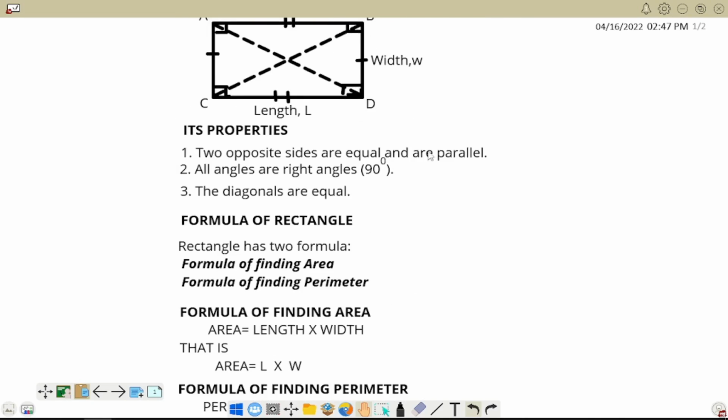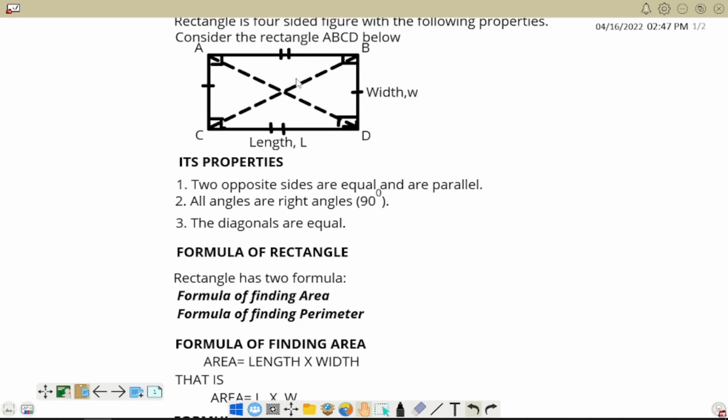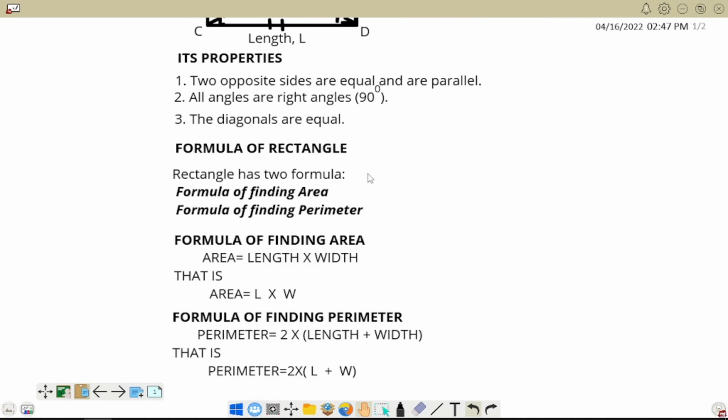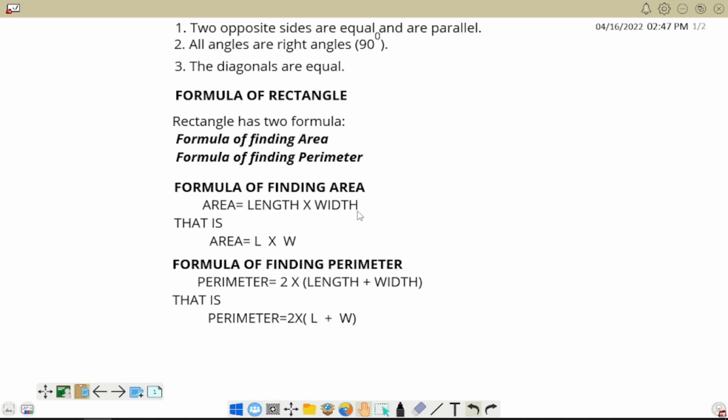For example, this is our rectangle here. In order to find the area of this rectangle, you have to take this length times this width. And what is area? Area is the amount of space occupied by the figure inside. And what about perimeter? A perimeter is a distance. So the formula of finding the perimeter of a rectangle is length plus width, times 2. So you take length, you add width, and then you multiply by 2.